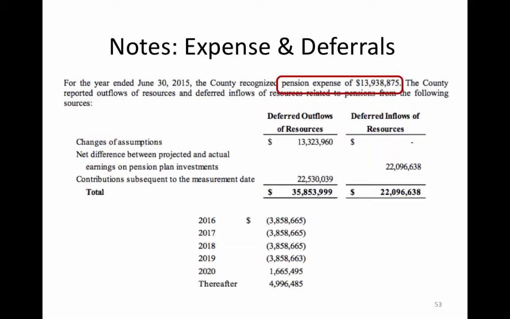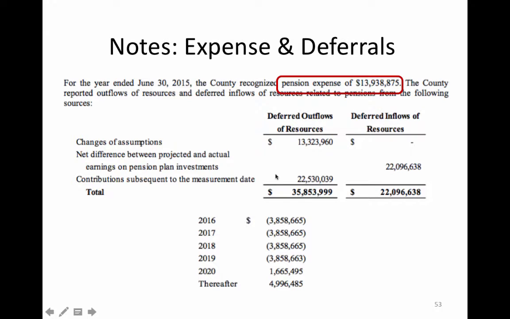At any rate, what you're not going to see until you look at this note disclosure is what each of them is related to. So here's a deferred outflow related to changes in assumptions. Remember, I told you that gets introduced into pension expense over the average remaining service period of the members of the plan. Here's a deferred inflow related to the net difference between projected and actual earnings on plan investments. That gets introduced into pension expense over a 5-year closed period.